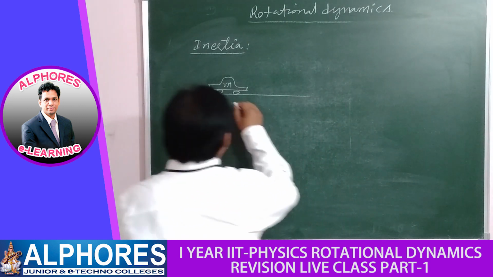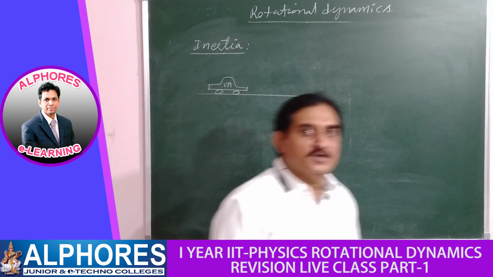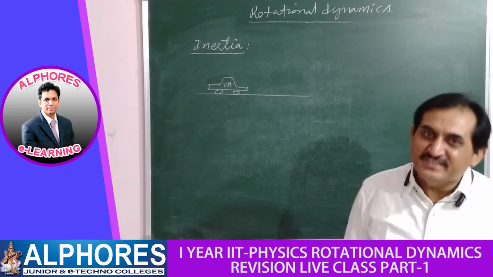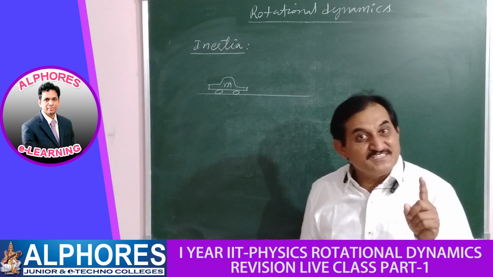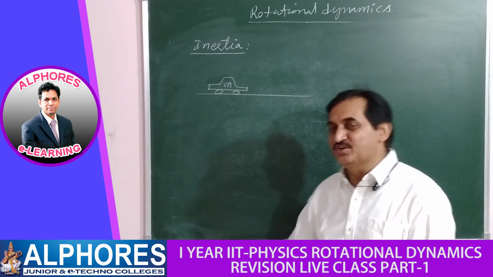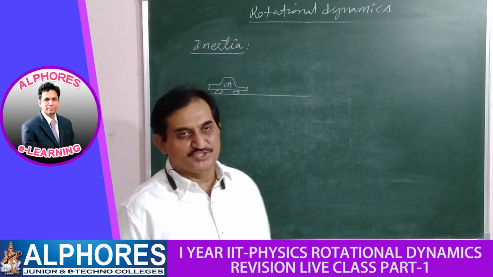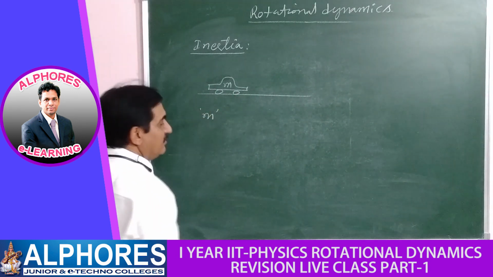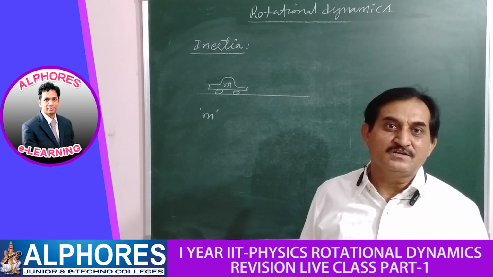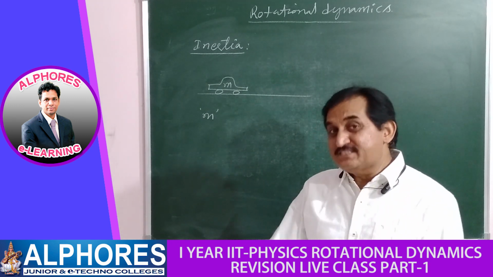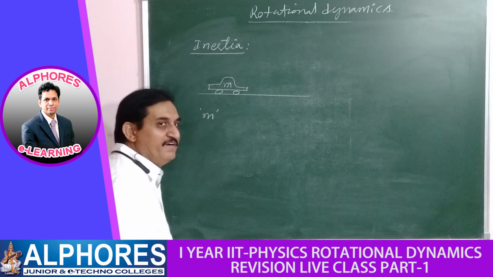Here a body moving on the road has a mass m. I want to find the inertia of the car. The inertia of the car can be estimated by its mass. Mass is a measure of inertia in translational motion. Keep in mind: mass is a measure of inertia in translational motion. If mass is measured, we can estimate the inertia of translational motion of a body. Similarly, a rotational body will also have inertia.